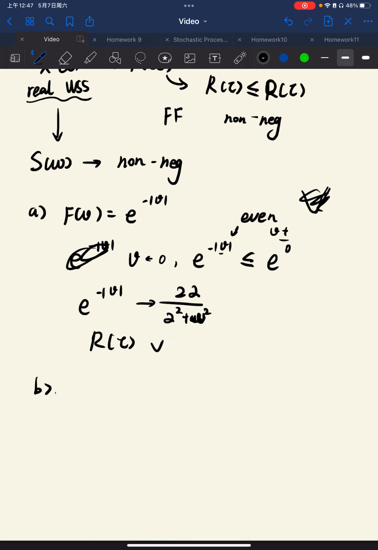For the second, since we also know that its Fourier transform is non-negative, because it's larger than or equal to 0, we can see that it can represent the power spectrum.